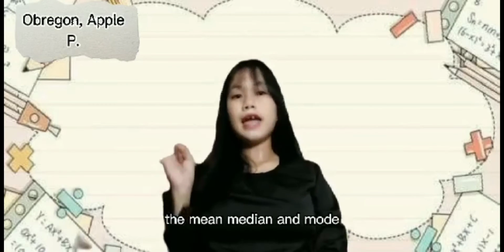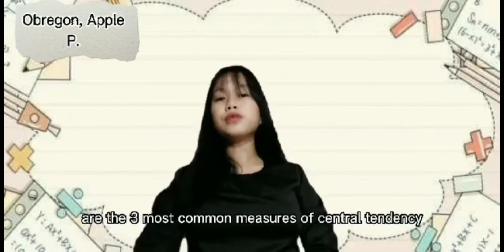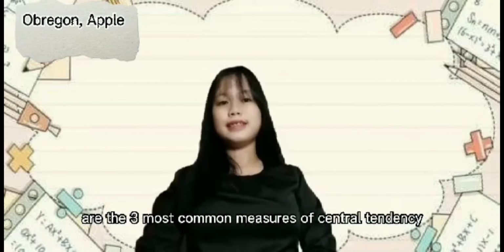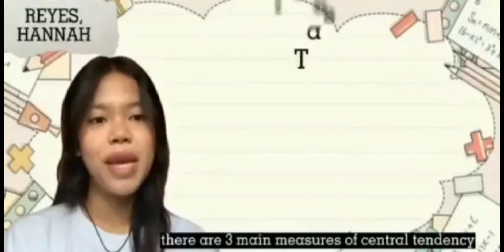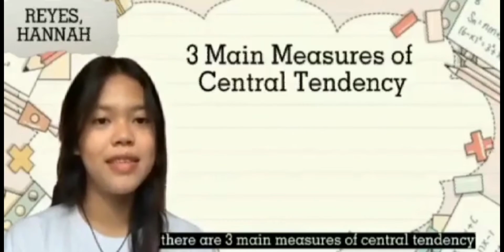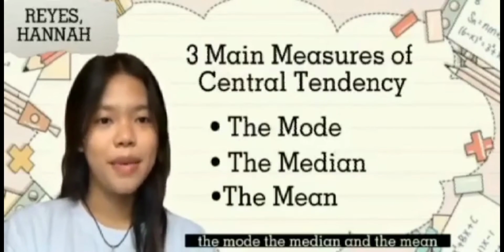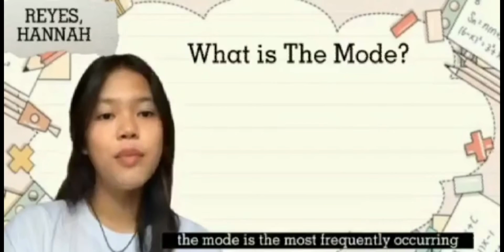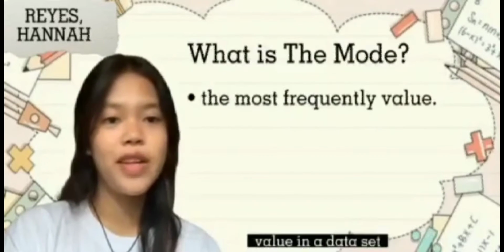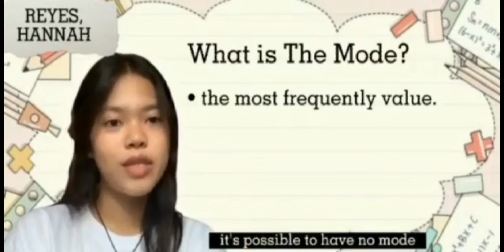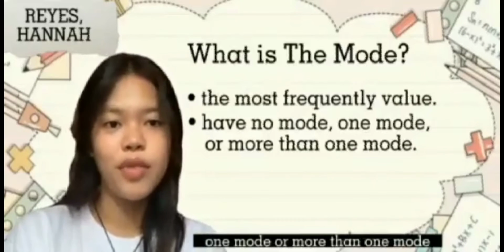In statistics, the mean, median, and mode are the three most common measures of central tendency. There are three main measures of central tendency: the mode, the median, and the mean. So what is the mode? The mode is the most frequently occurring value in a dataset. It's possible to have no mode, one mode, or more than one mode.